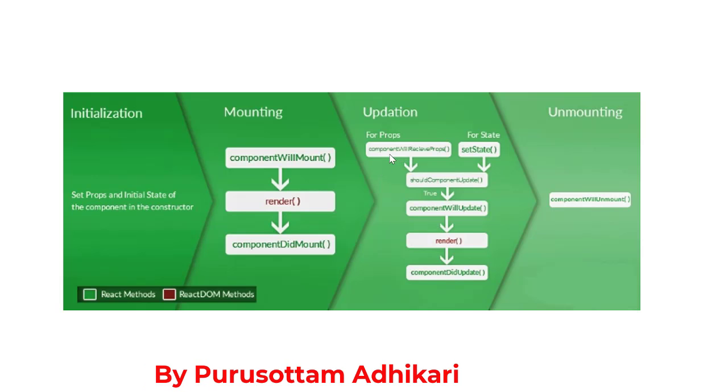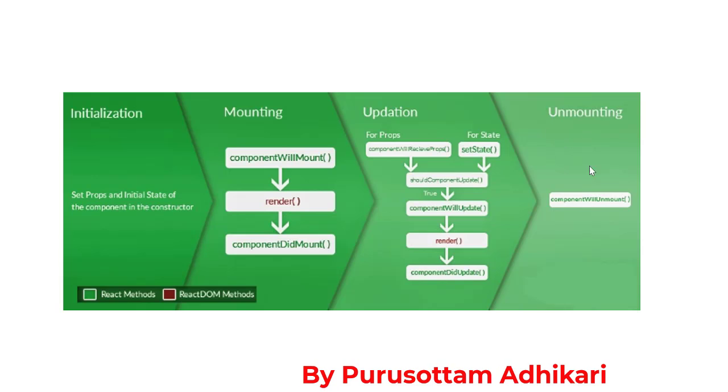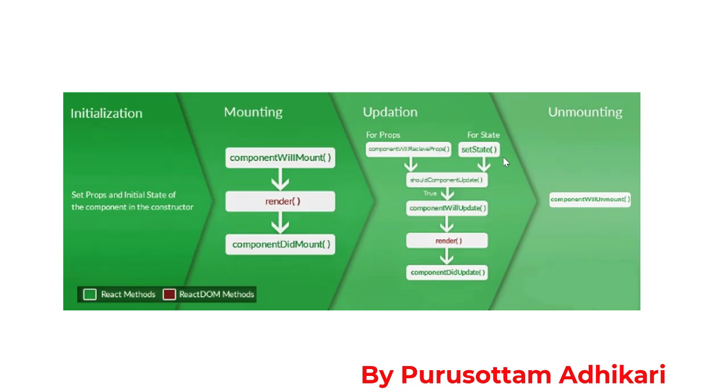For updating, for props we have componentWillReceiveProps, then for state, shouldComponentUpdate, componentWillUpdate, render, and componentDidUpdate. In the unmounting phase, we have one method, componentWillUnmount. We will learn about all these phases in the next video. This is all about the overview of the life cycle in React.